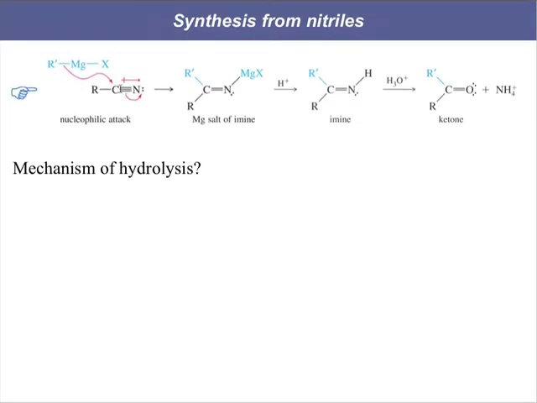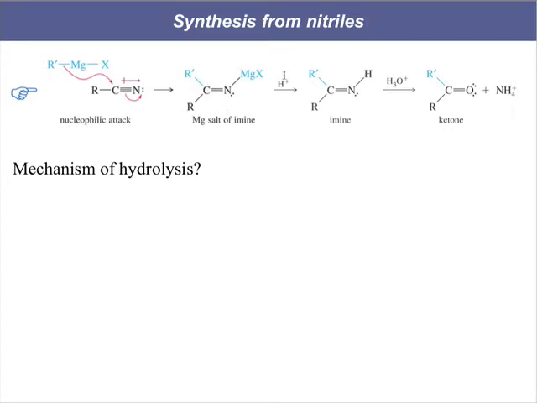The nitrile, like a carbonyl, is susceptible to nucleophilic attack because the carbon has a partial positive charge and the nitrogen is willing to accept the pi electrons as the leaving group. So our Grignard will add our R group onto our nitrile carbon, kick the electrons up onto the nitrogen. That gives us an N minus that pairs up with the Mg plus. That's the salt of what's called an imine.